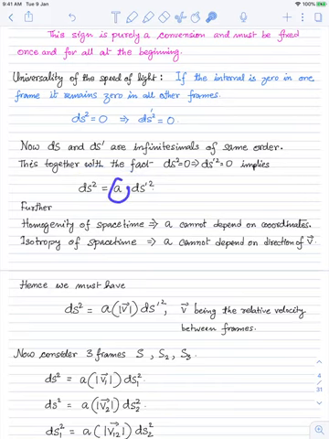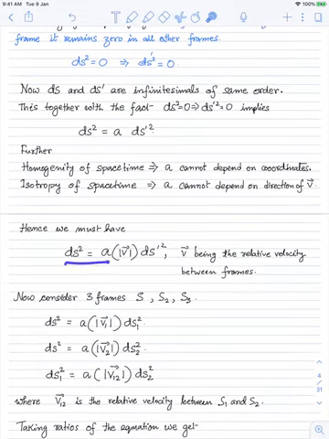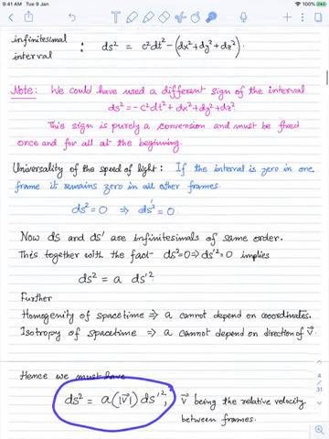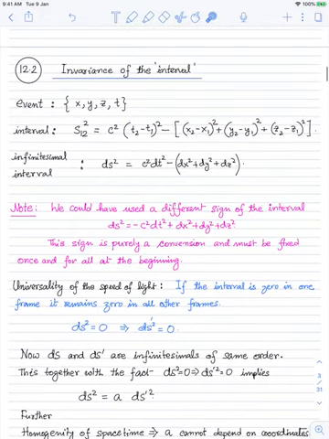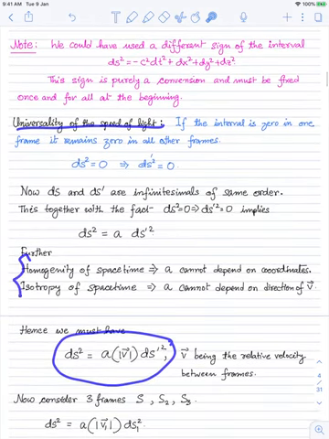this A can only depend on the magnitude of the velocity. It cannot depend on the coordinates. It cannot depend on the direction of the velocity. So we can say that this relationship A can be only the magnitude of the relative velocity. Very good. This is what we have just deduced, starting from the postulate, that means universality of speed of light, and these two assumptions, homogeneity and isotropy.